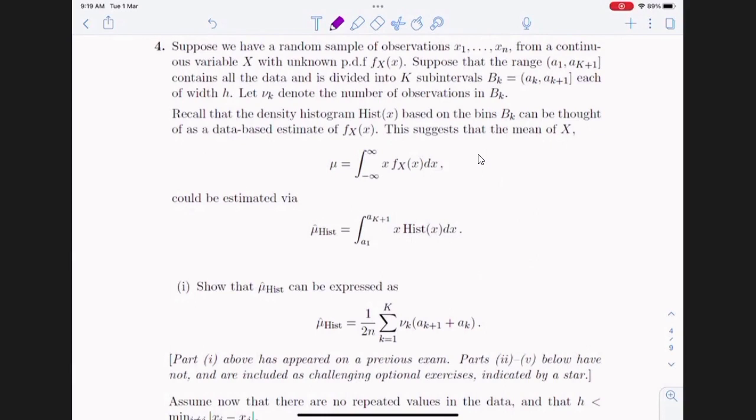This is a little bit more difficult, but it was a past exam question, so I also like you to know how to solve it.